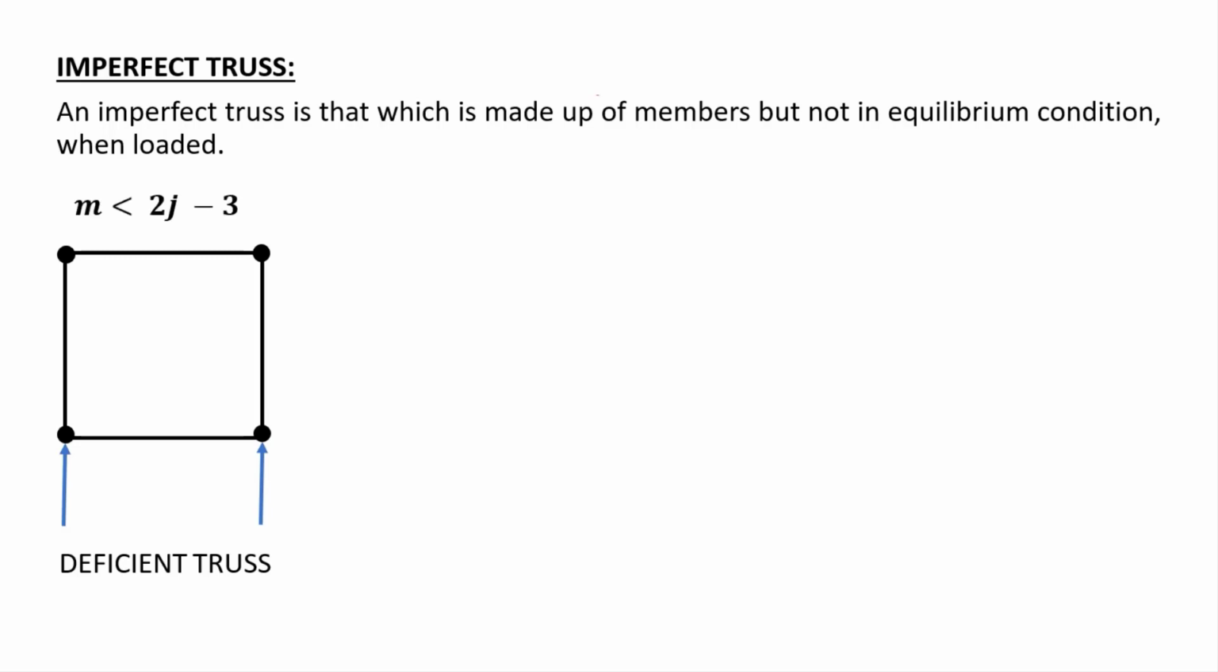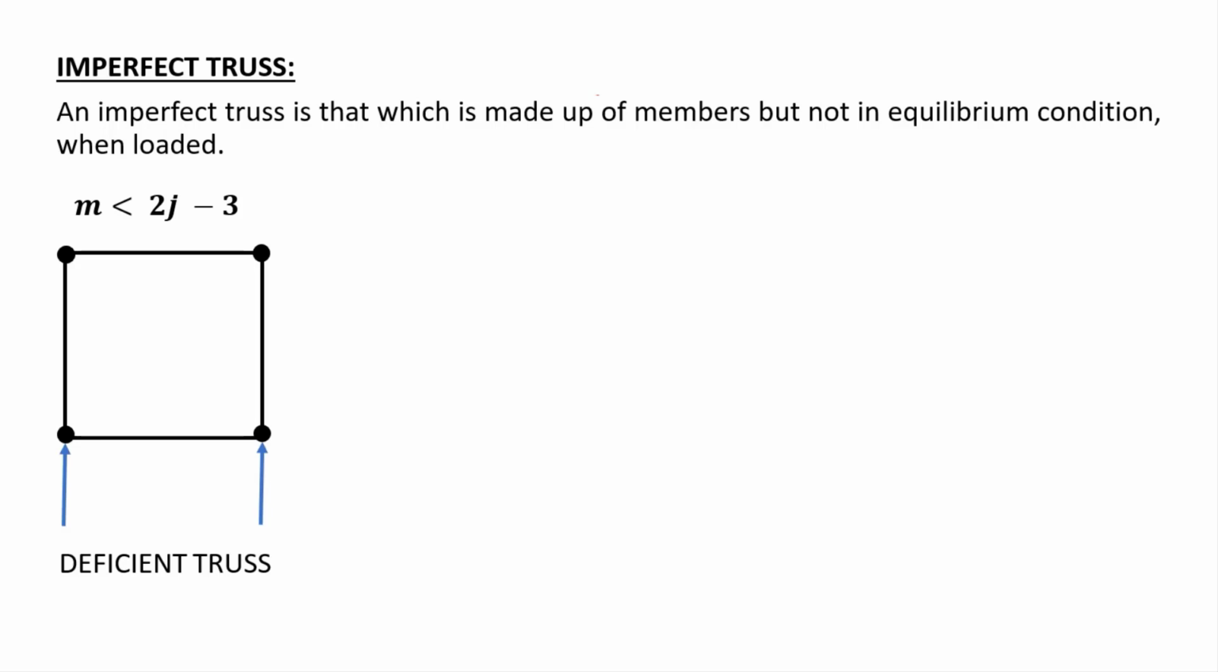So, m is less than 2j minus 3 is the condition where we can term the truss as deficient, which means it can collapse under the loading. Now let's see if this given truss can satisfy this equation or not.